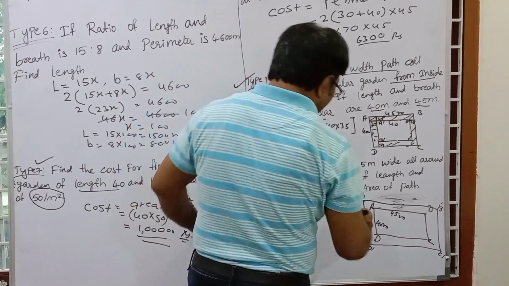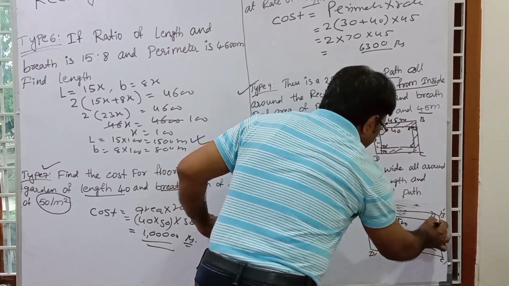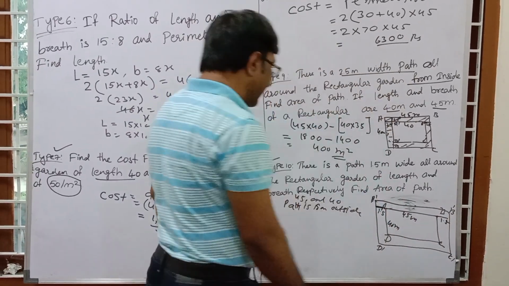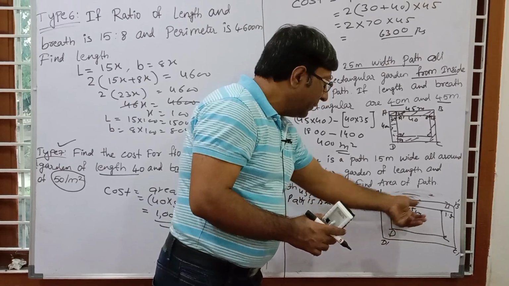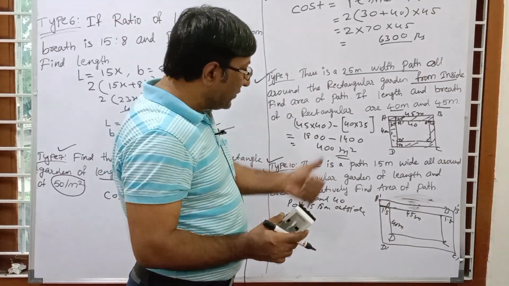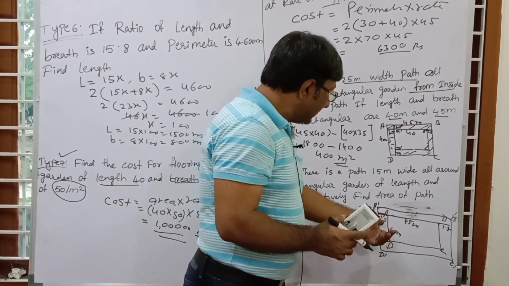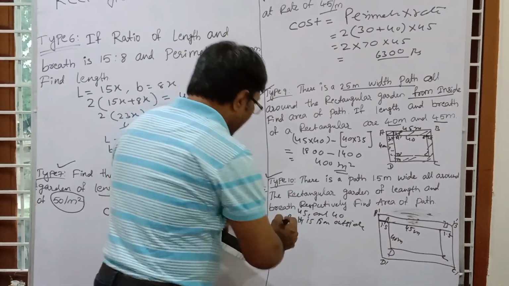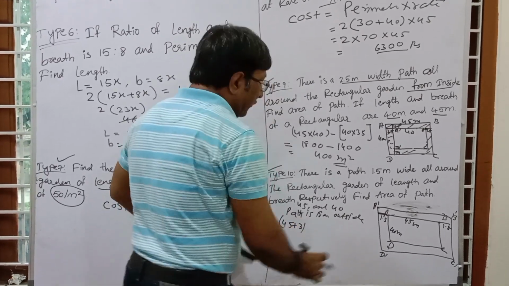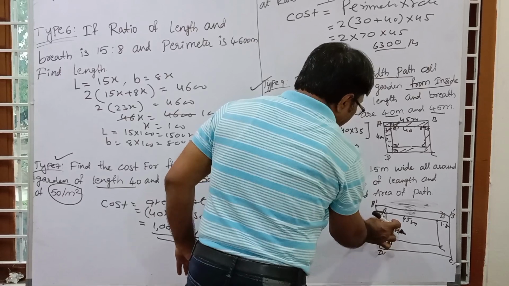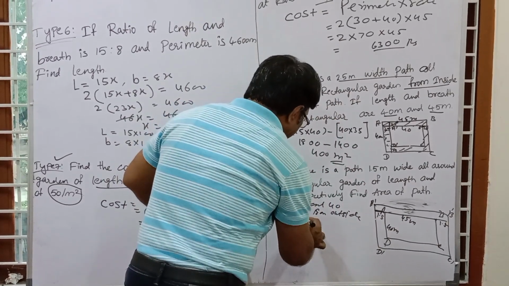Now how much is the path? 1.5 meter. So this is given 1.5, this is also 1.5. The same technique applies here. What is the technique? 45 is this length, but this length will now increase. A dash B dash will be 45 plus 1.5 two times, that is 45 plus 3. This is 45 and 1.5 twice is 3. So 45 plus 3, multiplied.